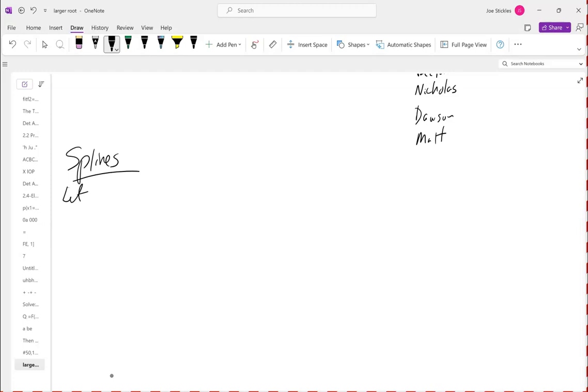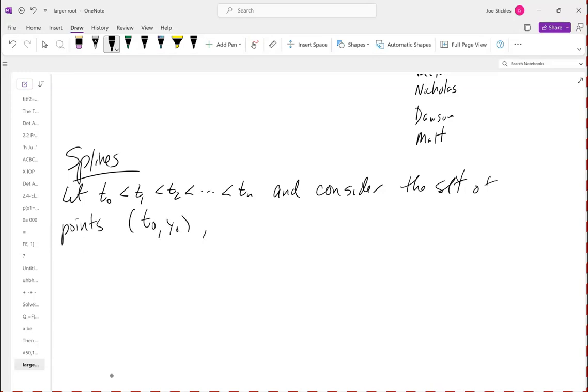So let's assume all of our x values, our inputs, are in order. The book uses t's rather than x's to start with. I'm not sure why, but I'll go with what the book uses. We're going to let t naught less than t1, less than t2, out to tn. And let's just consider the set of points (t naught, y naught), (t1, y1), (t2, y2), out to (tn, yn).